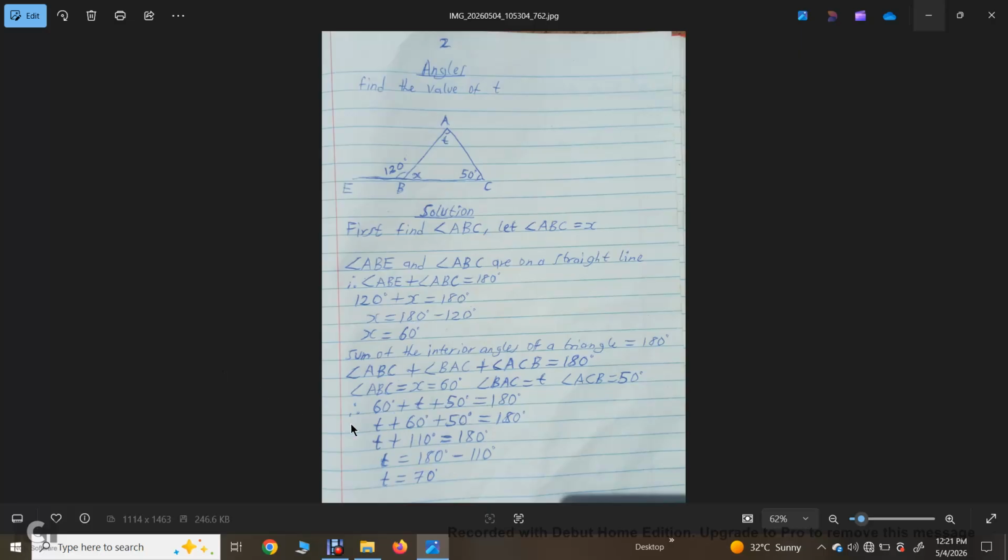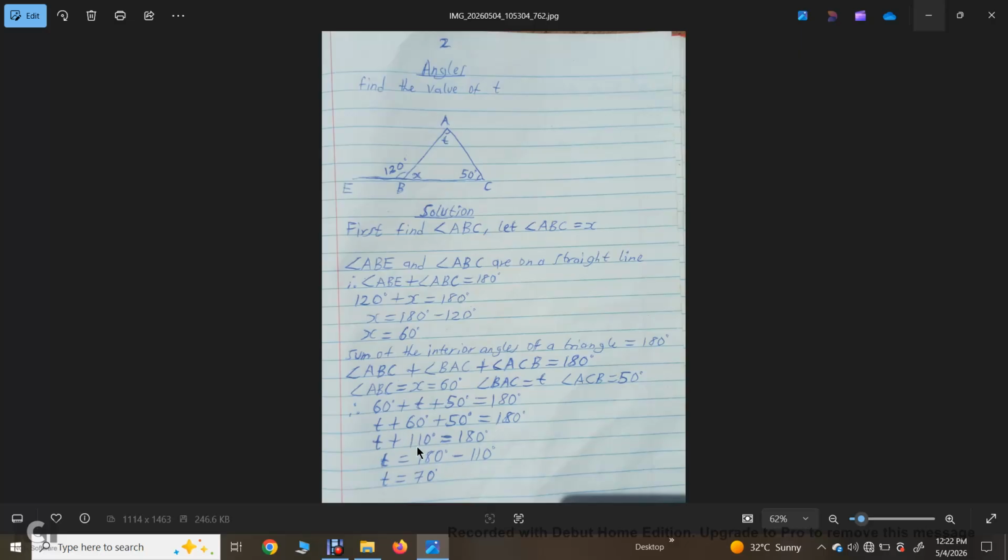Now we group like terms. So we get t plus 60 degrees plus 50 degrees is equal to 180 degrees. 60 plus 50 gives 110, so t plus 110 degrees is equal to 180 degrees. Now I want to find t. So we make t stand alone at the left-hand side of the equal sign and we move the 110 to the right-hand side of the equal sign.